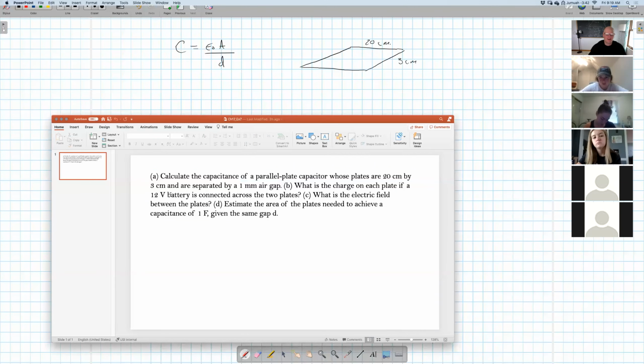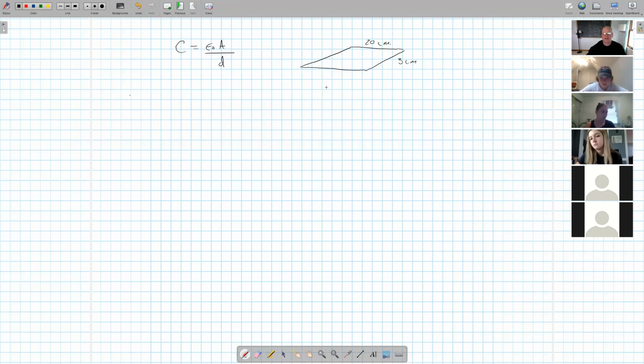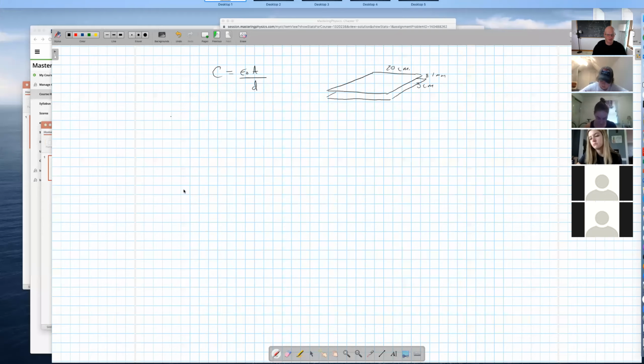Okay, so yeah, 3 centimeters, and then it's separated by 1 millimeter. And then there's the second plate down here. Here's my second plate. And I know this separation distance here is 1 millimeter.